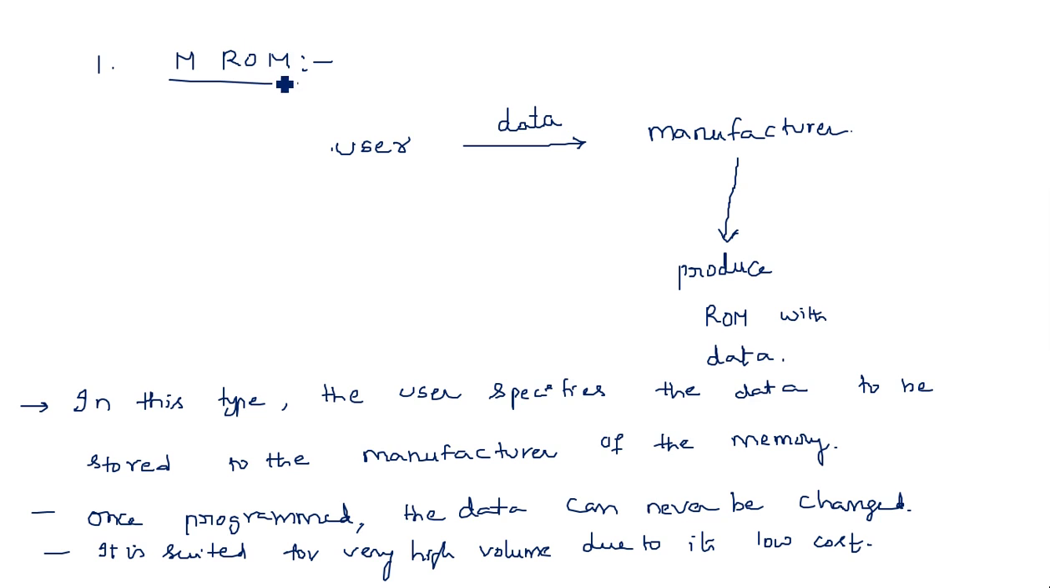And the second type is programmable read-only memory. What do you mean by programmable read-only memory? What is the problem with the previous one? In the previous one, the data once programmed cannot be reprogrammed. It cannot be reprogrammed by the user, because there the data is dumped by the manufacturer.